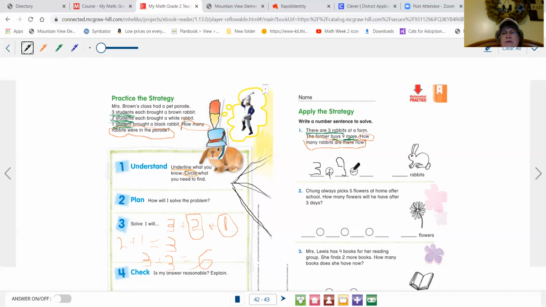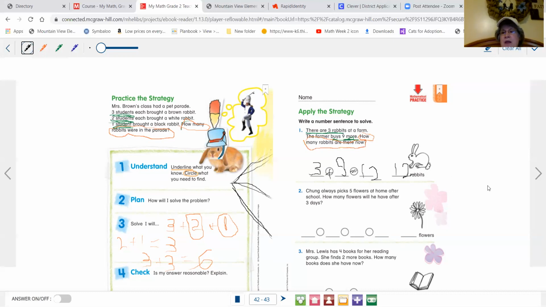Notice in those circles, that's just where you're putting your symbols that you need in your number sentence. So 3 plus 9 equals 12, doesn't it? So 12 rabbits. Make sure you show the answer in your number sentence, and then also go over here to this other blank and just show the number, 12 rabbits.